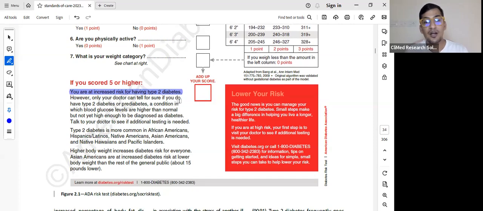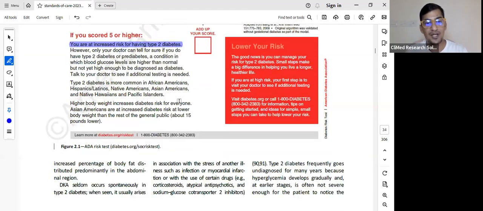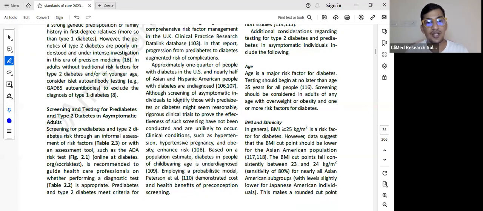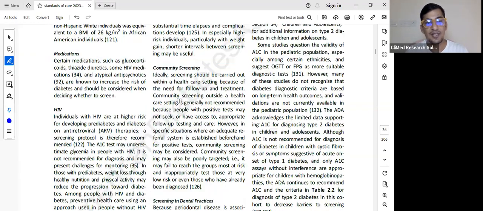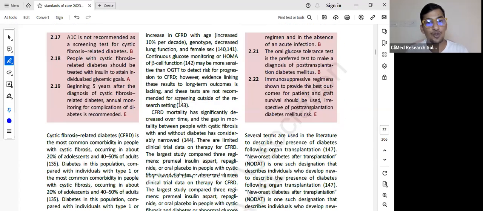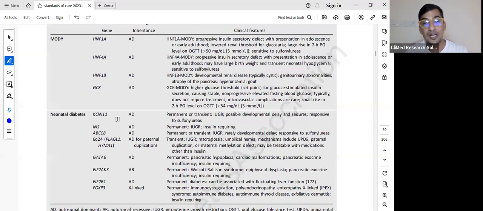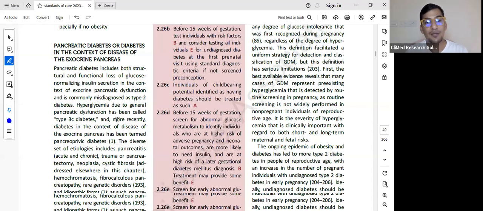So there are multiple things you can learn from these guidelines. They have given the most common causes of monogenic diabetes, like MODY. There are genes like HNF1A, HNF4A, HNF1B, and GCK. And for neonatal diabetes, there are multiple genes which are responsible. So you will come to know in these guidelines.